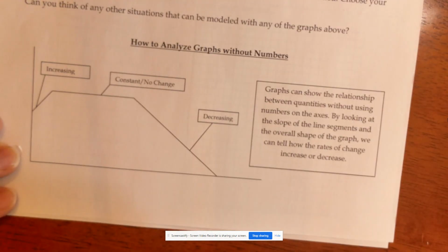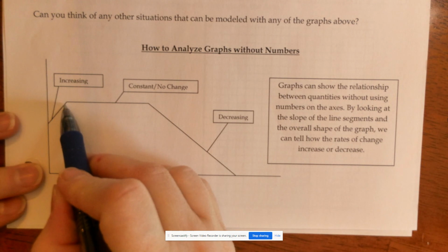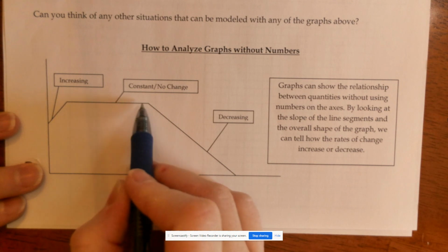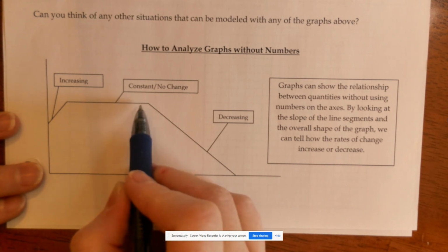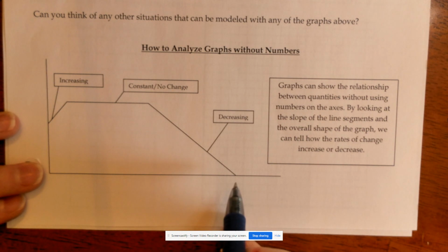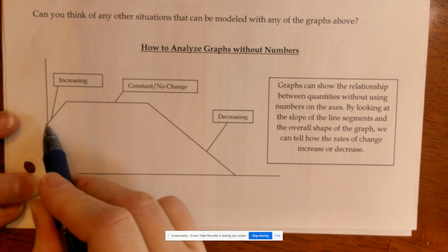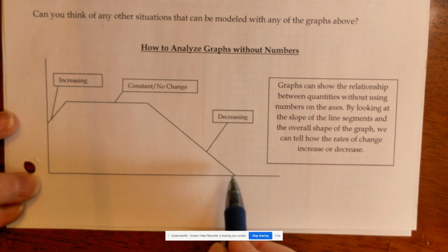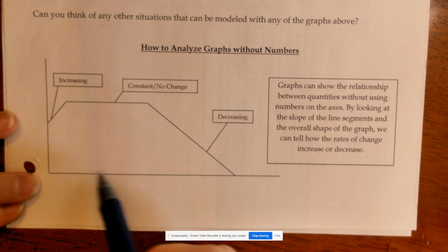How to analyze graphs without numbers. So what can we learn if there are no numbers? Anything going up to the right is increasing. The steeper it is, the faster it's increasing. Something that is horizontal, this is not 0. This just means that there's no change, that something is staying at a constant speed or a constant length. Then anything going down to the right is decreasing. The other thing that we can tell is if something is at 0. So whatever this graph is representing is something that is not starting at 0, but is something that is ending at 0. So we can tell things about increasing, constant or no change, decreasing, as well as the relation to 0.